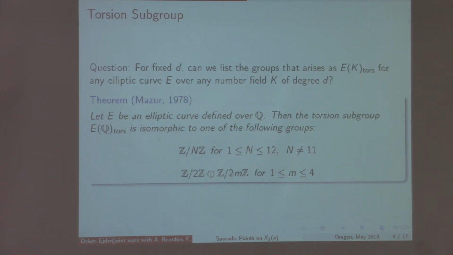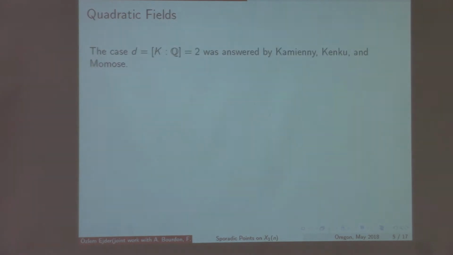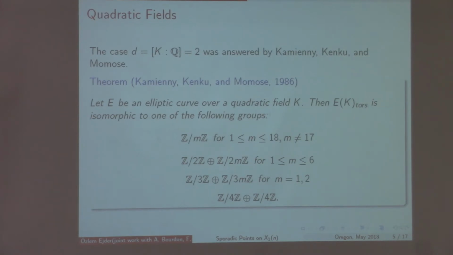After Mazur, his student Kamienny, with Kenku and Momose, answered the question for degree 2 fields, so for quadratic fields. The list is a little bigger, but it's still a finite list. We have 26 groups, and I think this 26 is not related to the 26 sporadic groups. It's just random. Here we can have a cyclic group of order less than or equal to 18, and the highest order that appears here is, I believe, 24, the size of the group.